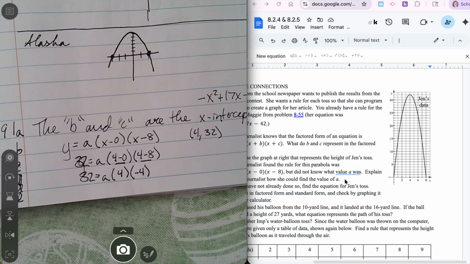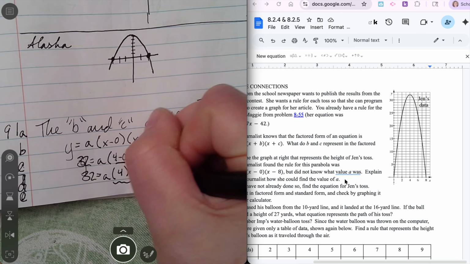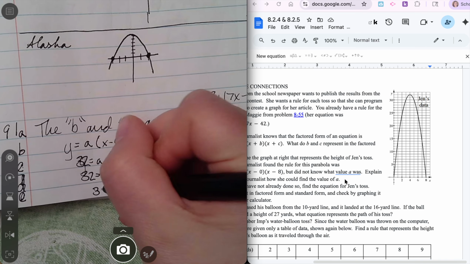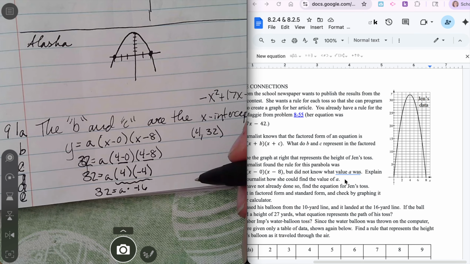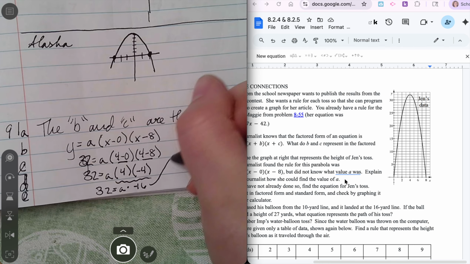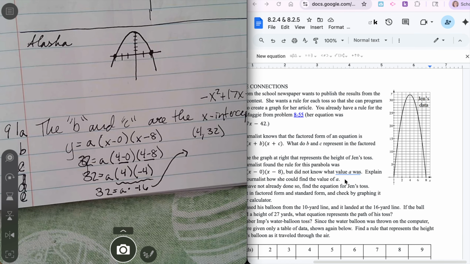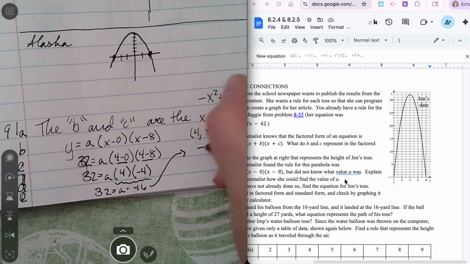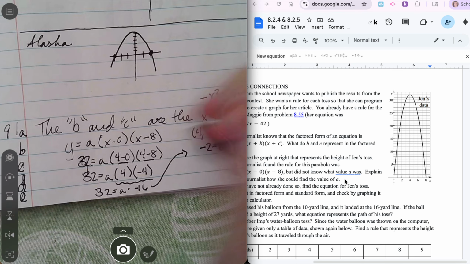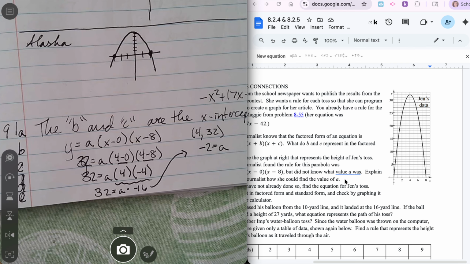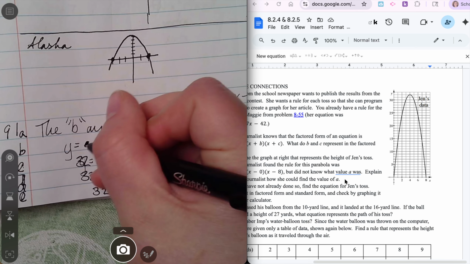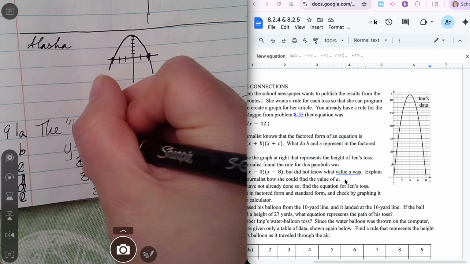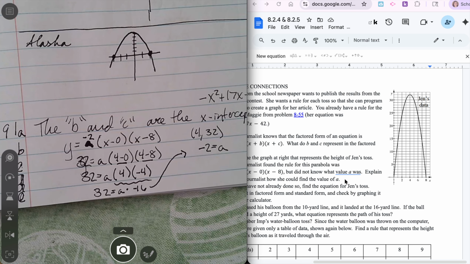Next would be any exponents, which we don't have, but then we need to move on into any multiplying or dividing. So I can multiply these two pieces together to get 32 equals a times negative 16. And from here, I can solve for a by dividing by negative 16 on both sides and getting negative 2 equals a. So what that means is in my original equation up here, I can take out this a and replace it with a negative 2. And that would model Jen's parabola.